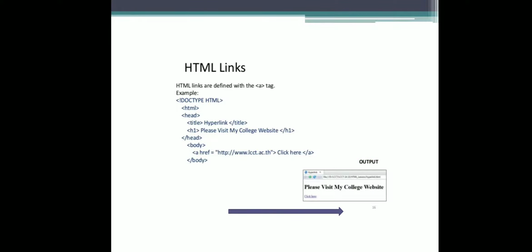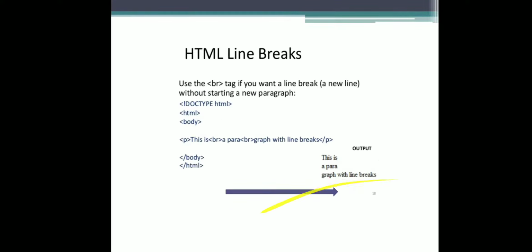Next, HTML links. Suppose you want to link from one web page to another web page, that can be done by using the href attribute, which is mainly used to link web pages. In this output you can see that if you click here, it will open another web page. Next, HTML line breaks. If you want to break the lines in a text, we can use a paragraph as shown in this example. This is how the output will be displayed.